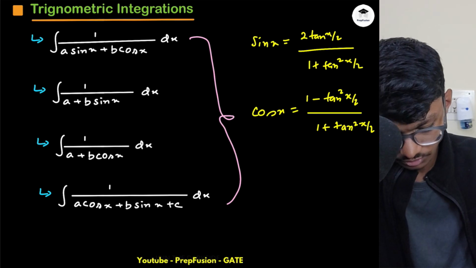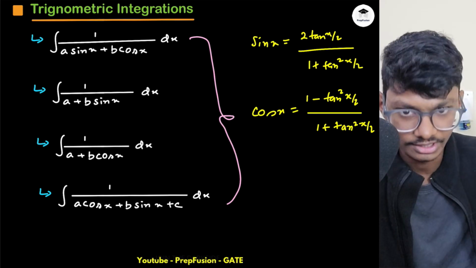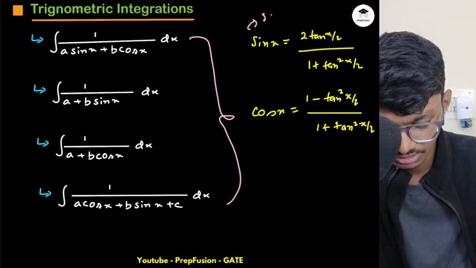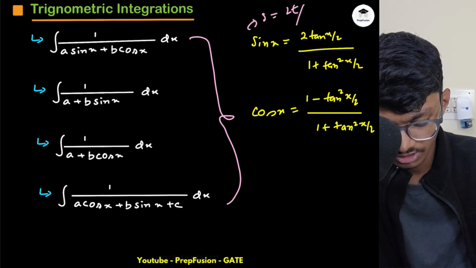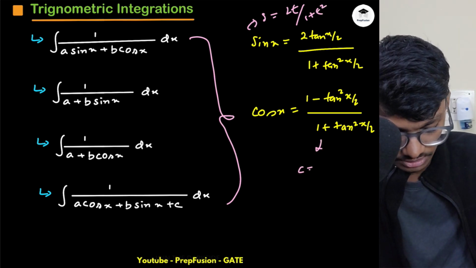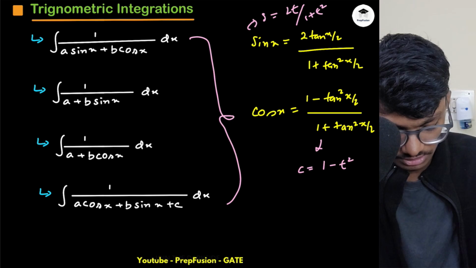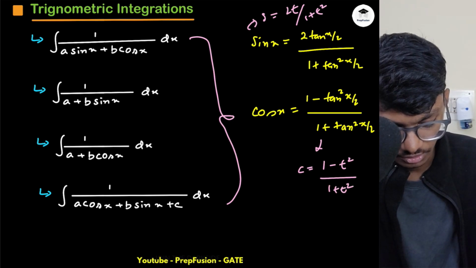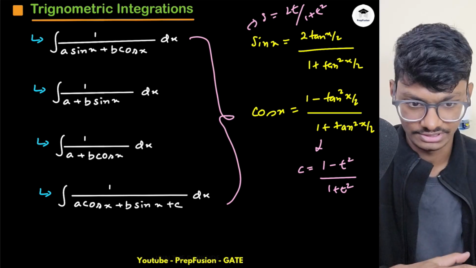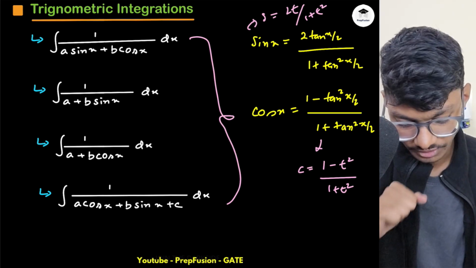What I used to do, I used to write this in shortcut. So I will write s equals to 2t by 1 plus t square, and c equals to 1 minus t square by 1 plus t square. Do not waste time writing tan, cos, all those things. I save time in this.